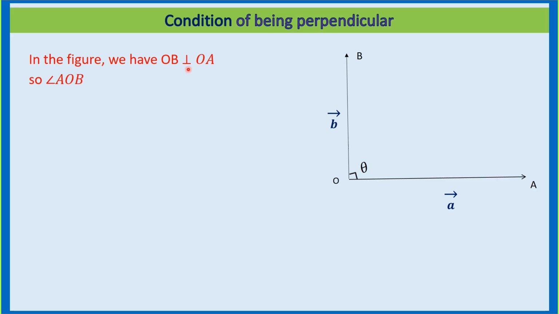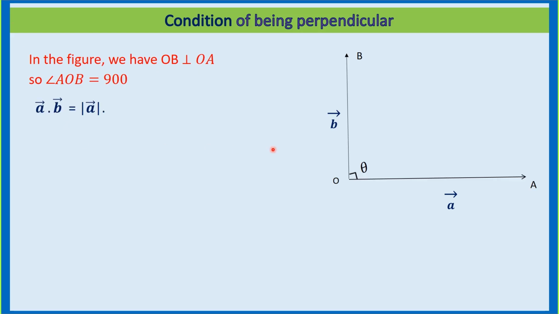Dear learners, in this chapter we are learning condition of being perpendicular. Look at the picture. In the figure we have OB perpendicular OA. So angle AOB is equal to 90 degree.